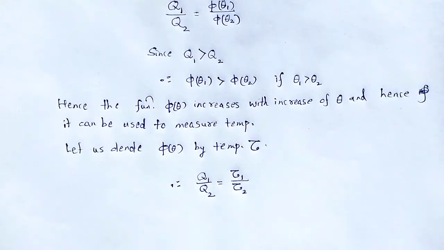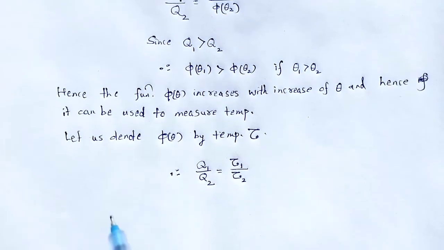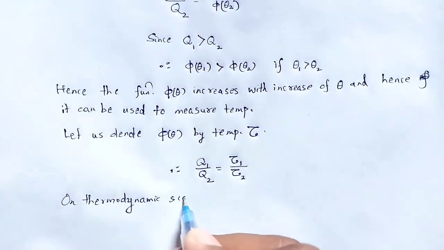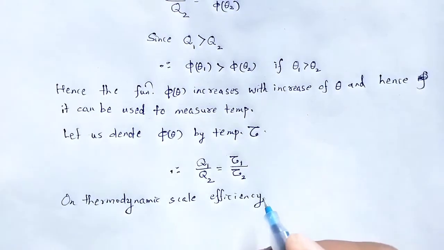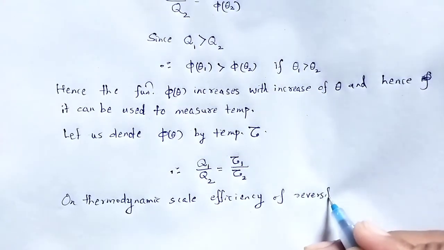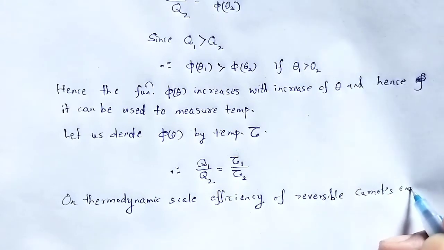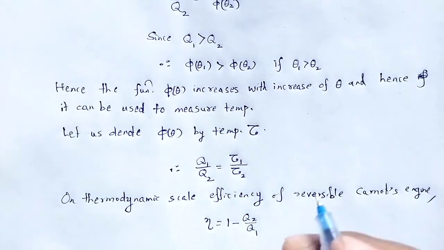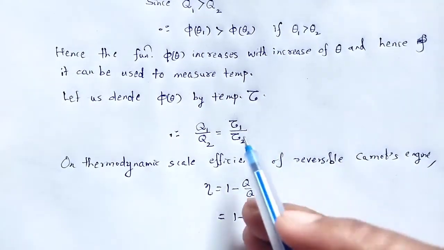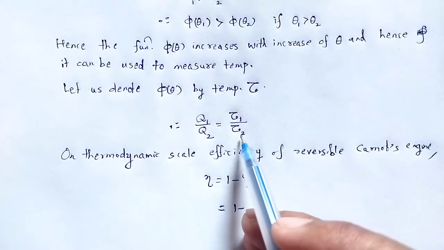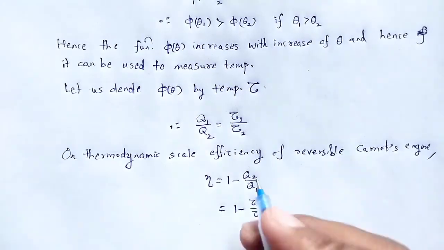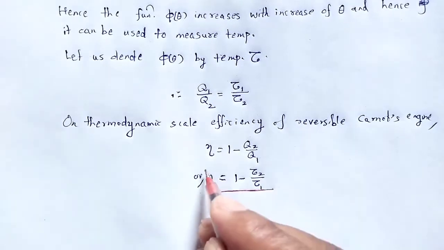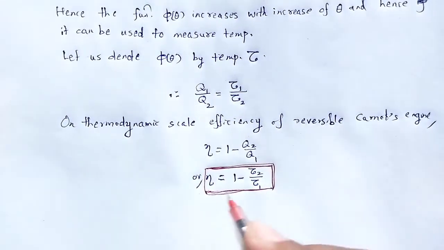Again, comparing to the thermodynamic scale, the efficiency of a reversible Carnot engine, eta, is equal to 1 minus Q2 by Q1. That means 1 minus tau 2 by tau 1. That is the absolute thermodynamic scale of temperature efficiency.